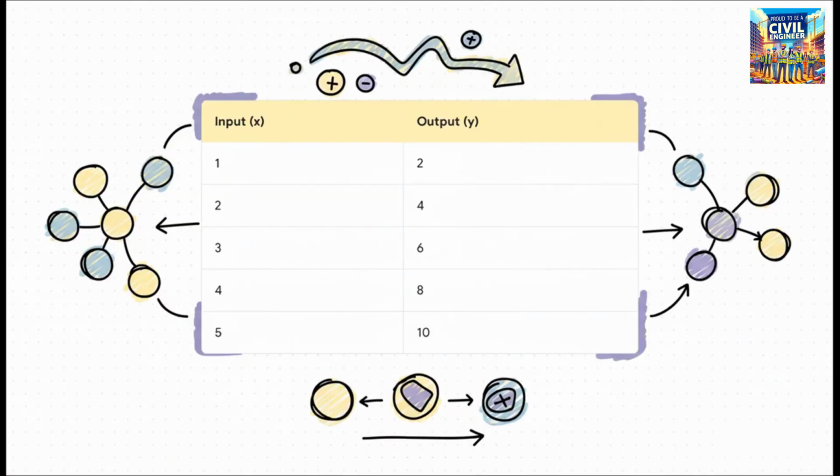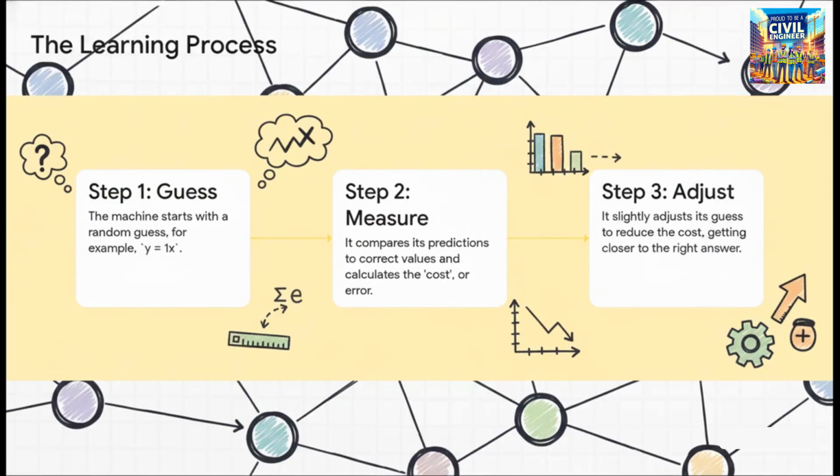Okay, so let's look at this super simple example. We give a computer this data. Now, you and I can look at this and see the pattern instantly, right? The output y is just 2 times the input x. The rule is y equals 2x. Simple. But remember, the computer has no idea. Its entire job is to figure that out from scratch. So how does it do it?